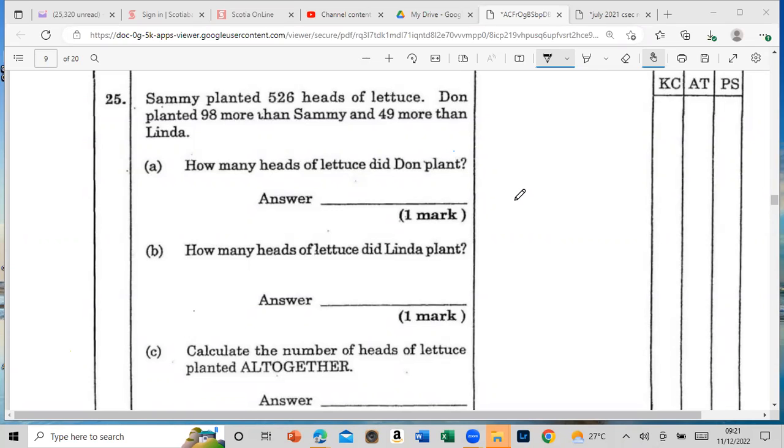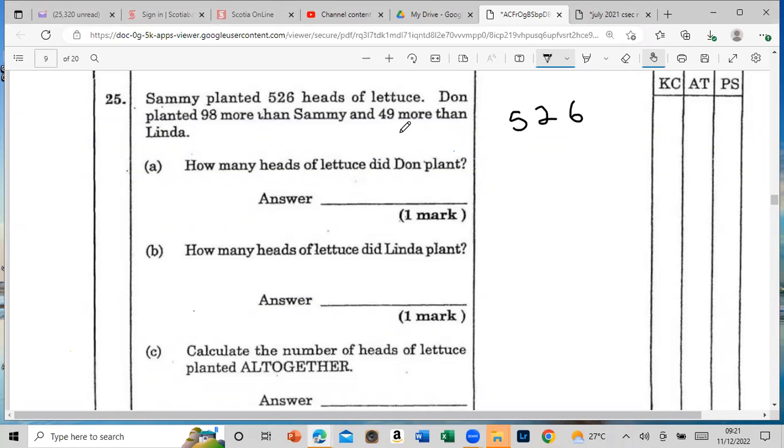Anyone? Apart from Leroy? Sir, Dan planted 624 heads of lettuce. All right, explain. Yes, sir. I added the 526 plus the 98, which gave me 624. All right. That's the same answer Leroy got.